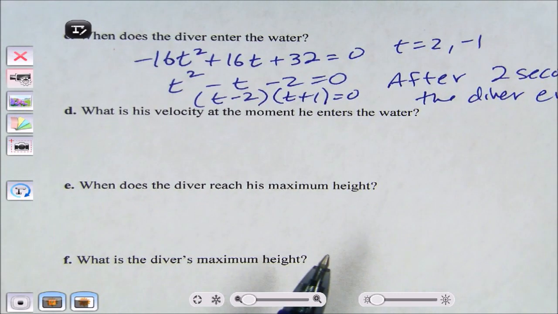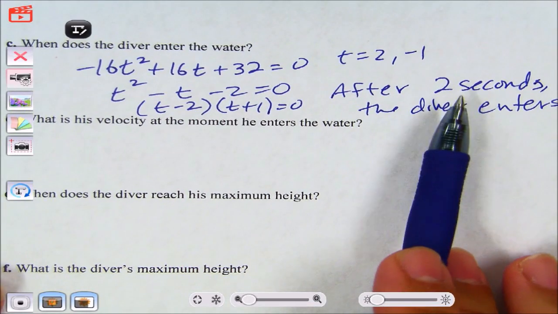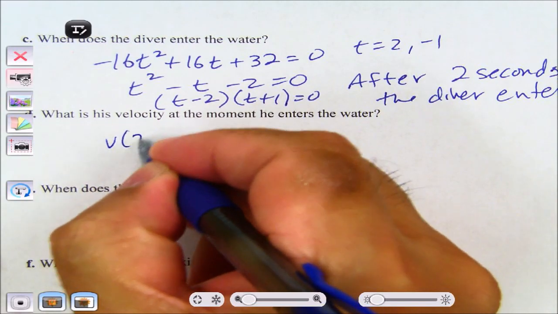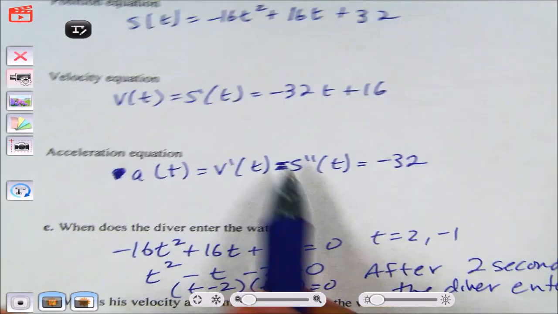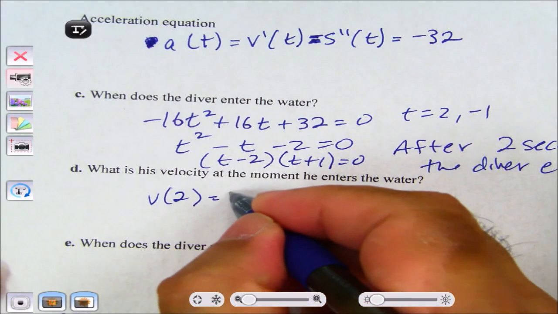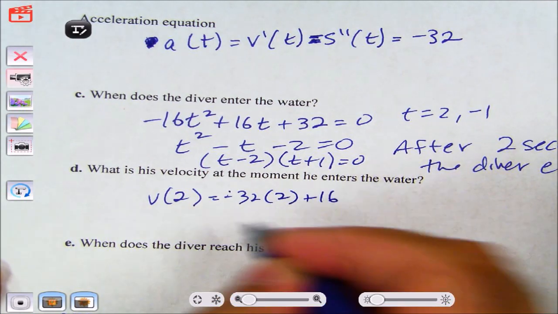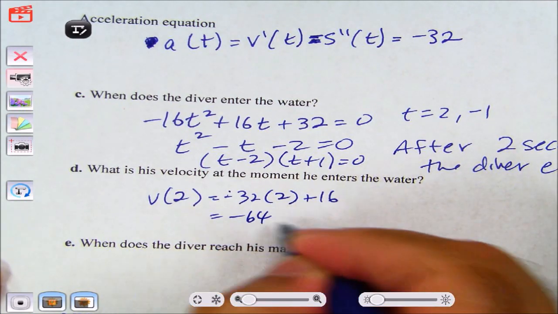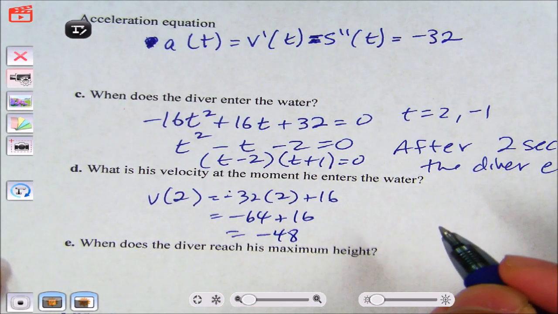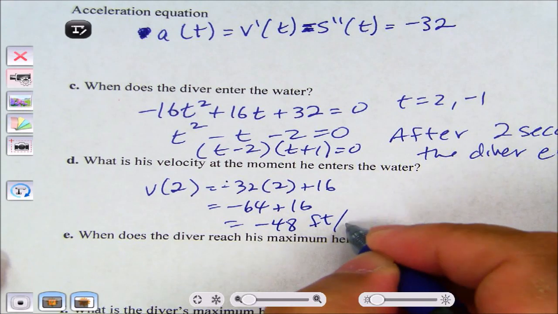All right. What is the velocity at the moment he enters the water? So he enters the water at 2 seconds. That means we look at the velocity at 2 seconds. Right? So we're using v of t, which is negative 32t plus 16. So that's going to be negative 32 times 2 plus 16. Make sure I do my arithmetic correctly, please. I'm getting negative 48. So he's falling at 48 feet per second.